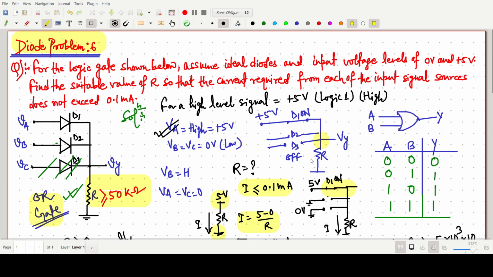This one is an OR gate, and this is from the microelectronic circuits book. So the answer is that this R value will be greater than or equal to 50 kilo ohm. This is all about this simple question.